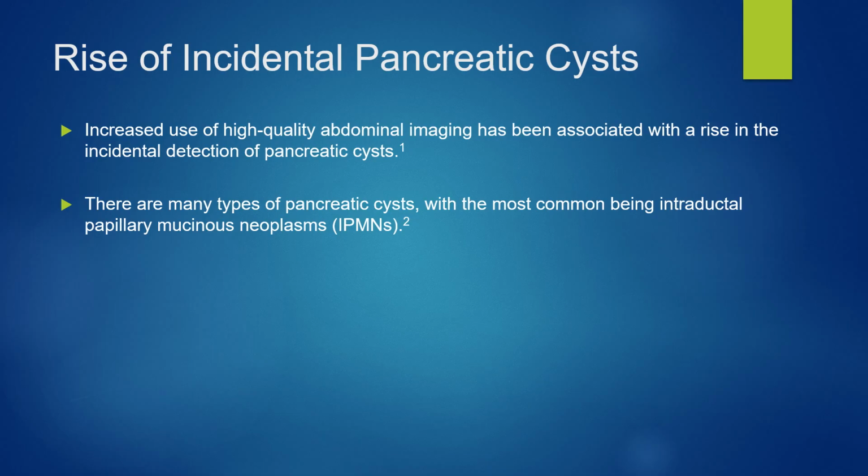And pancreatic cyst is an umbrella term that encompasses many different types of cysts, including serous cystadenomas and mucinous cystic neoplasms and cystic neuroendocrine tumors. And all these various cyst types differ in their epidemiology and their risk of progression to pancreatic cancer. And the most common pancreatic cyst type is intraductal papillary mucinous neoplasm, or IPMN. And the IPMNs are really going to be the focus of my talk today.